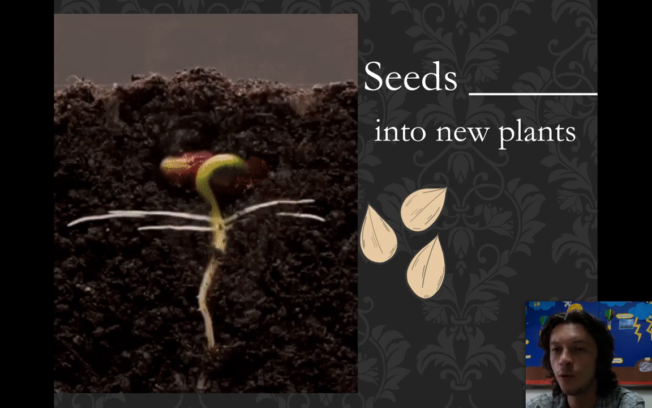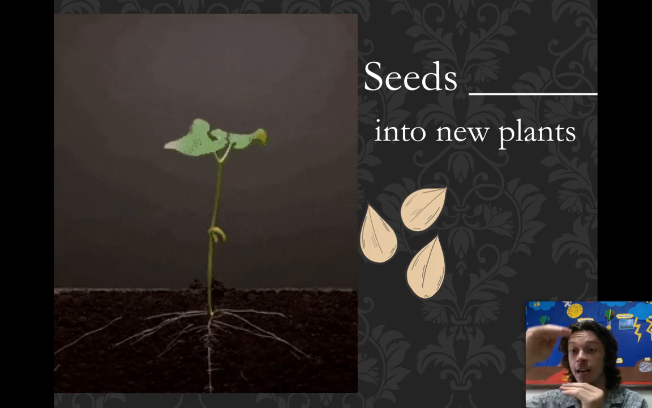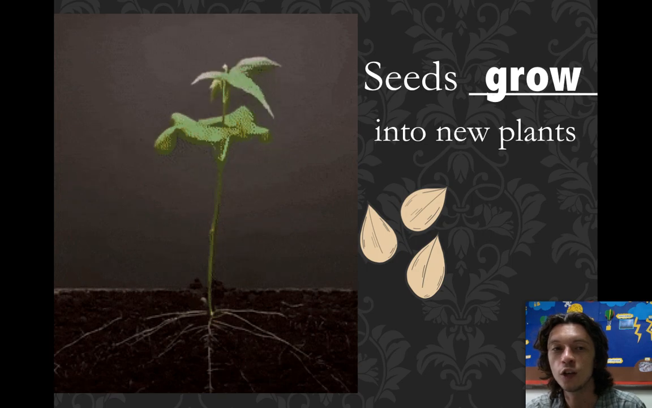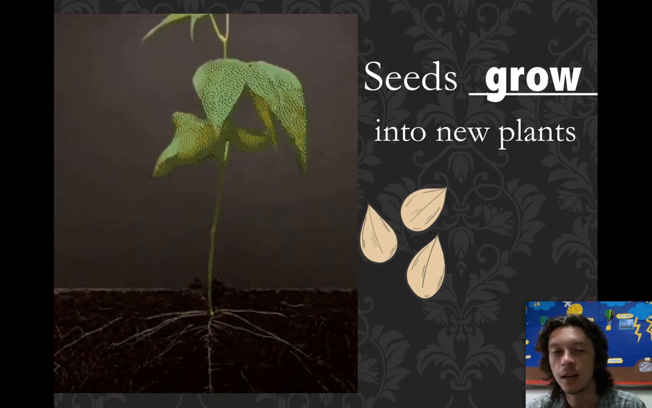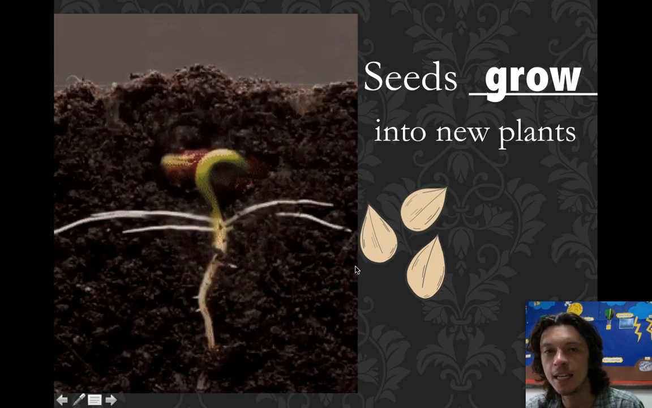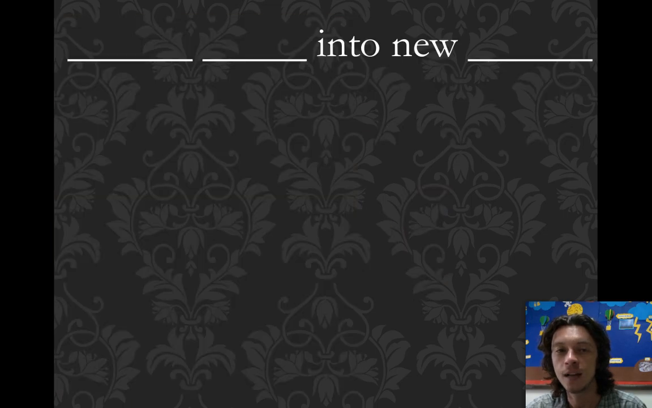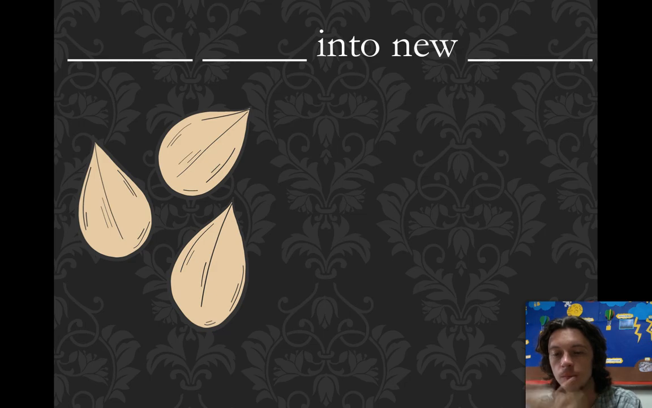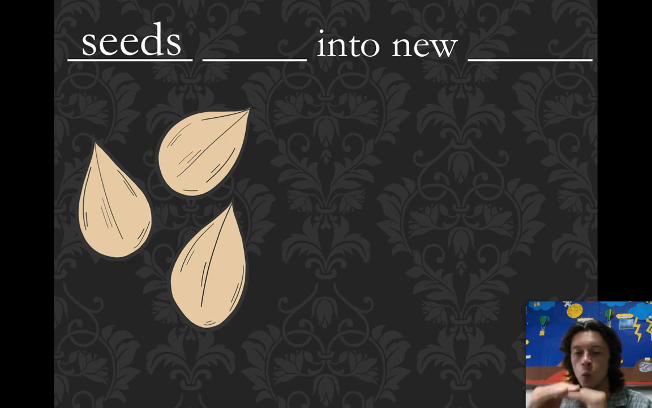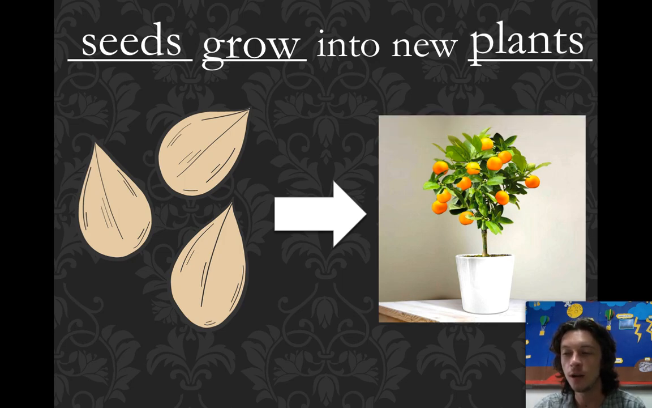Seeds grow into new plants. Again, a seed will start small and get very big. We say grow. So, as you see here, a seed. The seeds grow into new plants. Again, what are these? Seeds. Grow into new plants. So, a seed grows into a new plant.